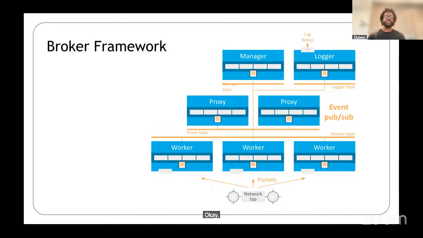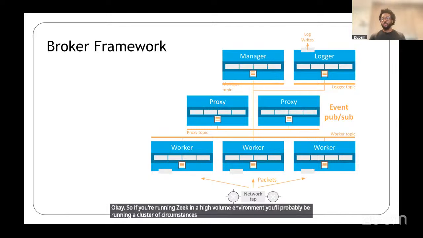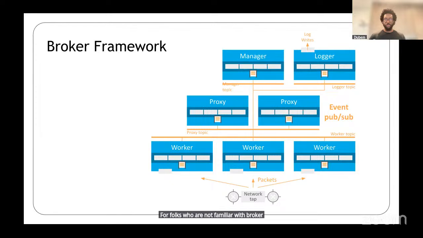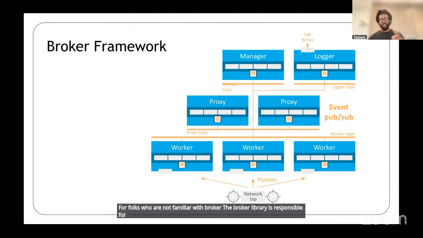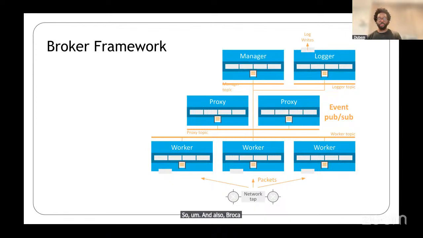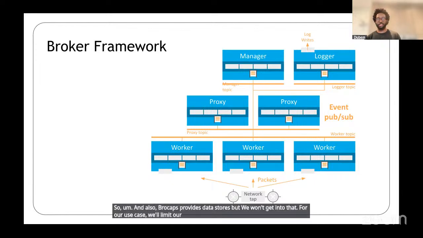So if you're running Zeek in a high volume environment, you'll probably be running a cluster of Zeek instances, and they all communicate with each other. The communication is powered by a pub sub middleware called Broker. For folks who are not familiar with Broker, the Broker library is responsible for cross-process communication between Zeek instances and also between Zeek and other external processes. Broker also provides data stores, but we won't get into that. For our use case, we'll limit our concern to the messaging system.